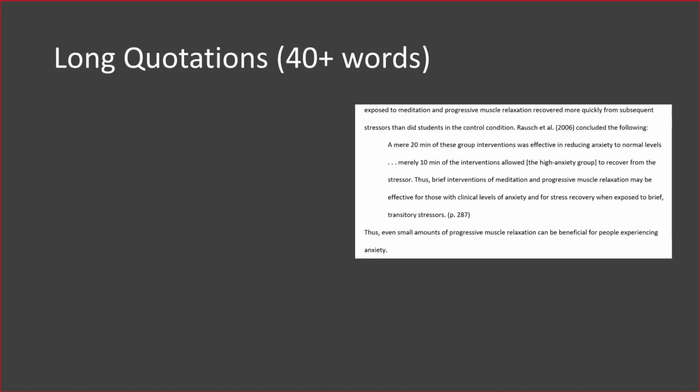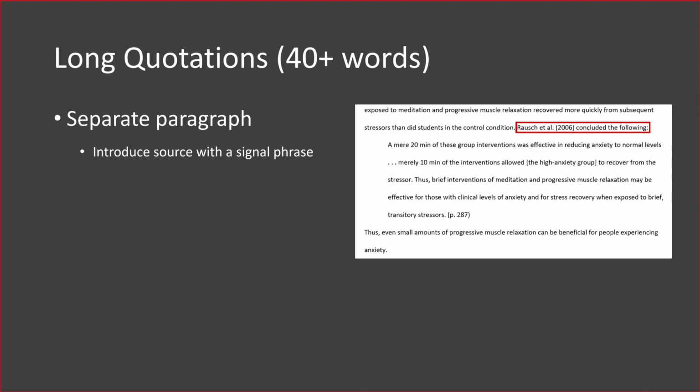All right, and then one other thing that's different in APA is what you do when you have a long quotation. A quote that is 40 words or more. So first, a long quotation will be given a separate paragraph. This paragraph will be introduced with a signal phrase. The signal phrase is generally going to include the author's name and the publication date from which you're quoting.